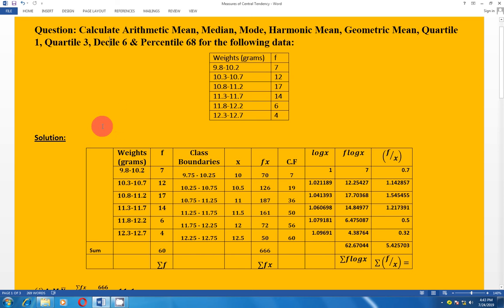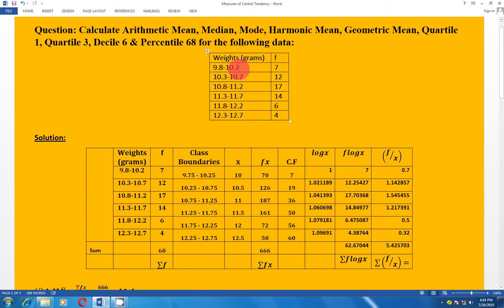In this question, we will discuss the measures of central tendency. Measures of central tendency, or measures of location, is a chapter or topic of statistics or business statistics, in which we learn to calculate the different types of averages. For example, arithmetic mean, median, mode, harmonic mean, geometric mean, quartiles, deciles, and percentiles, which are further fractions of the data other than 50% of the data.